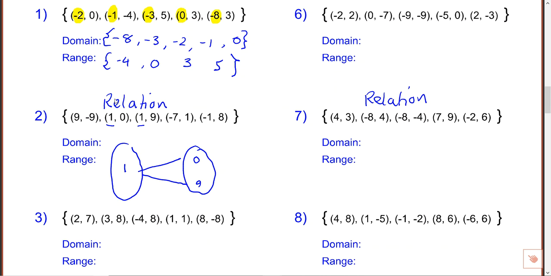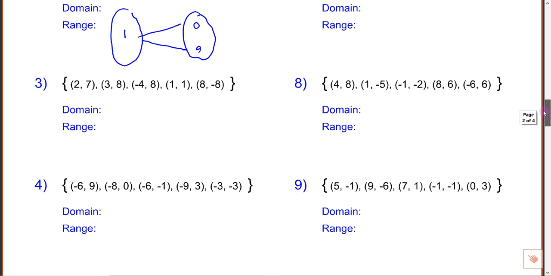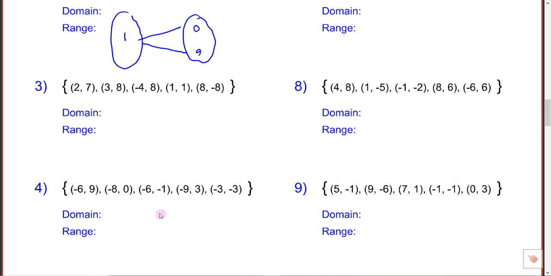Kieran has his hand up now. So number 4 would be a relation because of -6 and -6. Exactly. I've got -6 with 9 and -6 with -1, which means it can't be a function. And also 9, 5, 8.